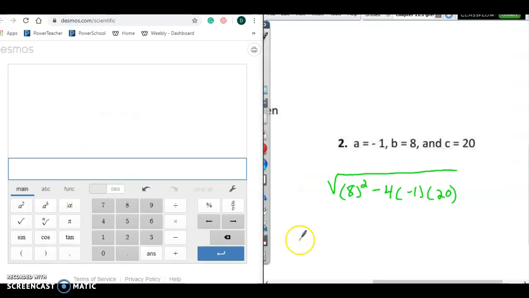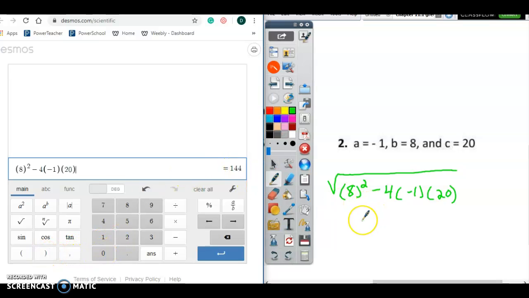So I brought up my calculator here. I'm going to type this in, inside here, again, just in case it's not a perfect square, because then you might have to do some problems later to make sure and how to break it down. So I'm going to type in my 8 squared, so in parentheses 8 squared, minus 4 times -1 times 20. And it gives us 144.